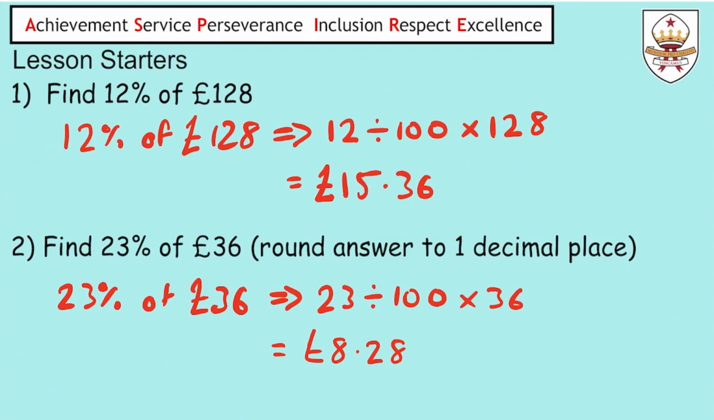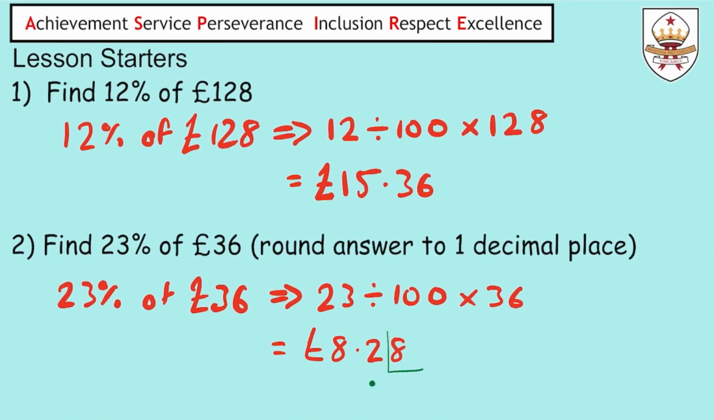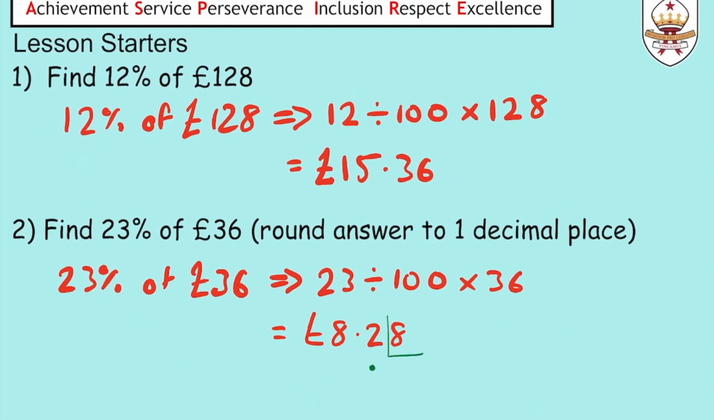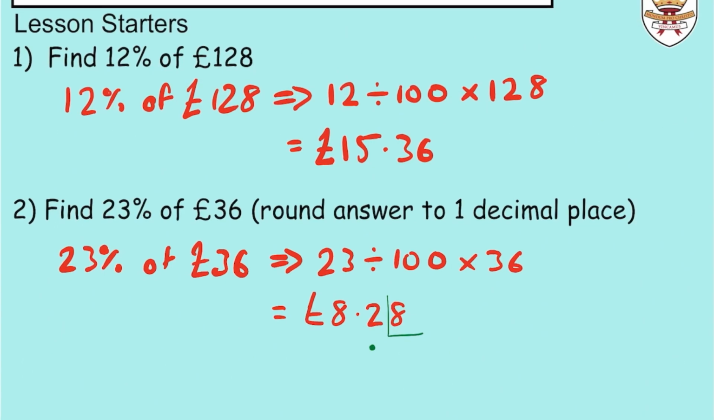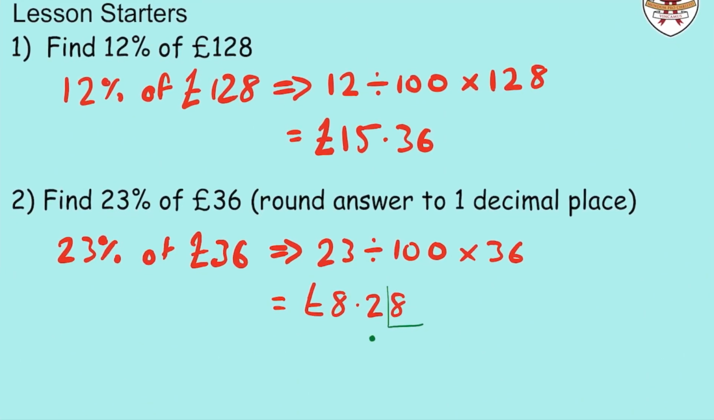Now remember, we have to round this answer to one decimal place. So we're going to find the first decimal place number here, which is the 2. Draw a line to the right hand side. We can see that the 8 is greater than 5, and so the 2 is going to get rounded up. And so if we round this answer, we're going to go £8.30. Okay, the 2 is going to be rounded up to 3.